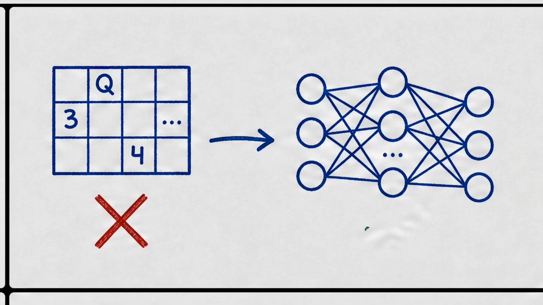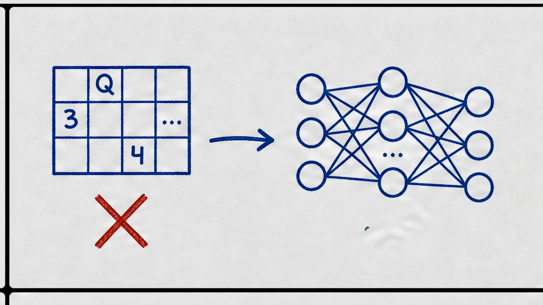In 2015, DeepMind's DQN played 49 Atari games from raw pixels, no handcrafted features, no game-specific rules, and reached human-level performance on over half of them. Same algorithm, same hyperparameters, 49 different games. That paper changed the field.